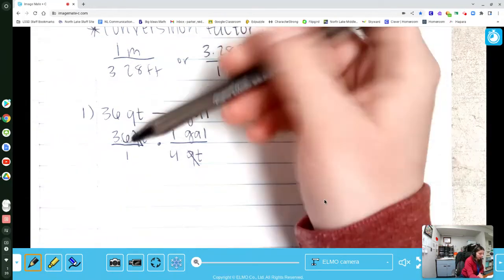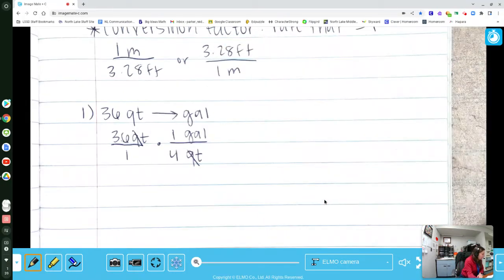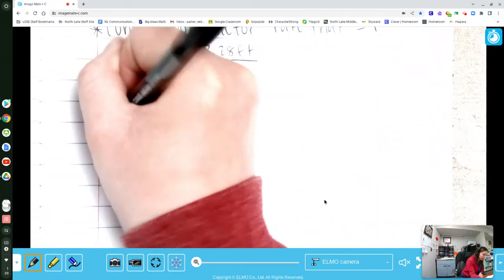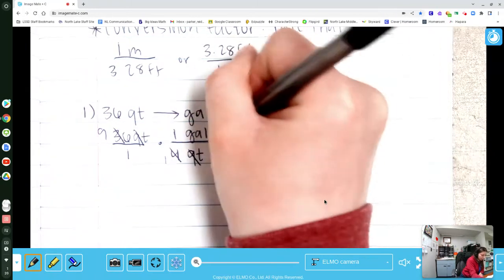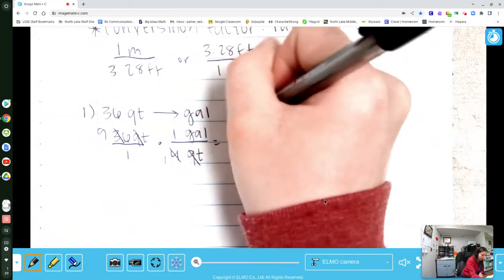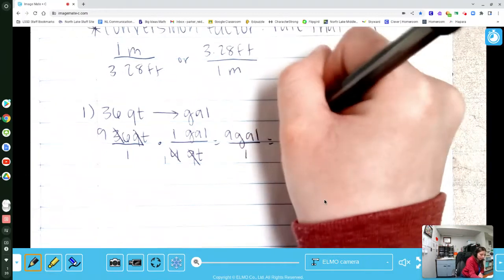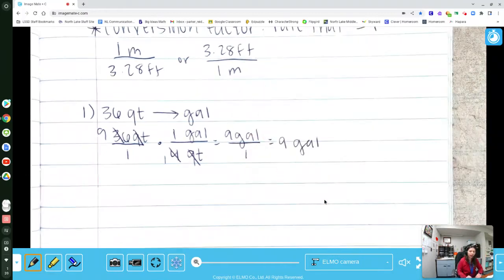I could also cross cancel this 36 and this 4. I could divide both by 4. 4 divided by 4 is 1. 36 divided by 4 is 9. And then I could multiply straight across. 9 times 1 gallon is 9 gallons. 1 times 1 is 1. 9 gallons over 1, I just get 9 gallons. So I converted 36 quarts into gallons. And 36 quarts, there are 9 gallons. Again, I know this seems a little bit weird, but let's do a couple more.